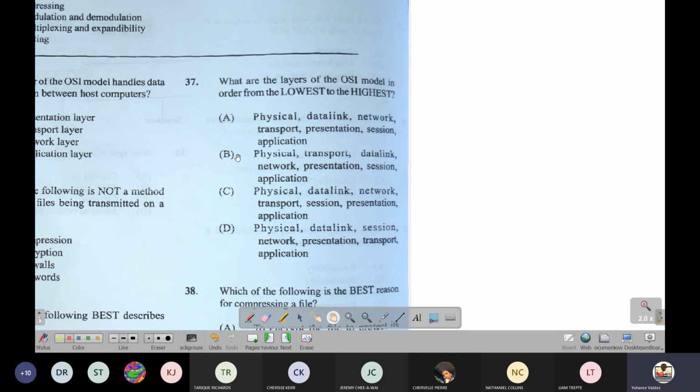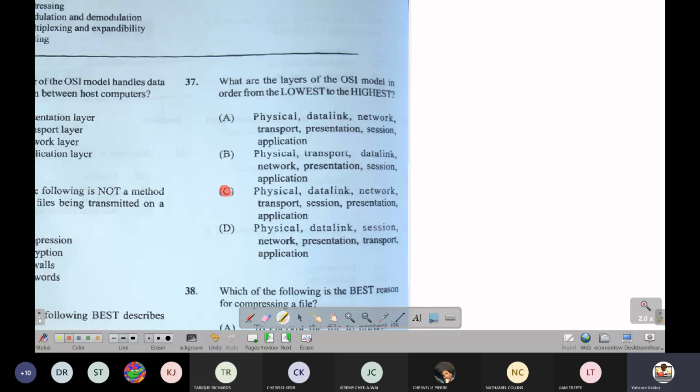Question 37, people. We know that we have Please Do Not Throw Sausage Pizza Away, right? Please being physical, Do being data link, Not being network, Throw being transport, Sausage being session, Pizza being presentation, and Away being application. Okay, the lowest level is the physical level. So the answer is C.